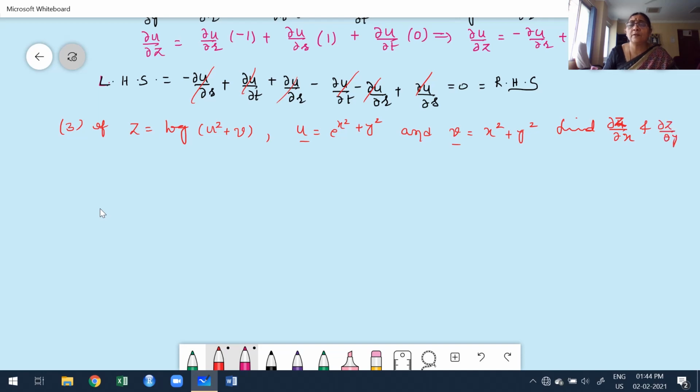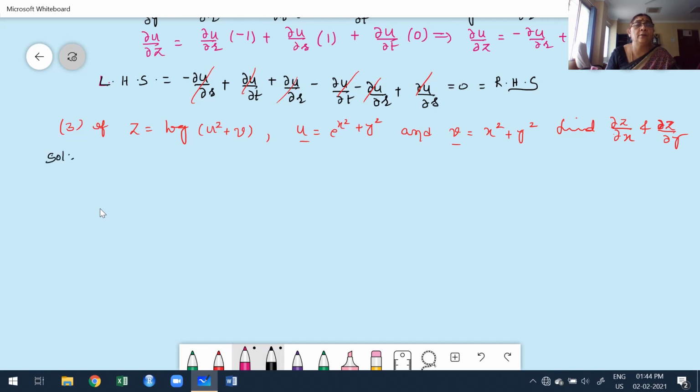Because z is a function of u and v, where u and v are functions of x and y. What are the independent variables here? The independent variables are x and y. I can't find ordinary derivatives, I have to find partial derivatives, dou z by dou y. Okay, fine. Now observe the function itself.